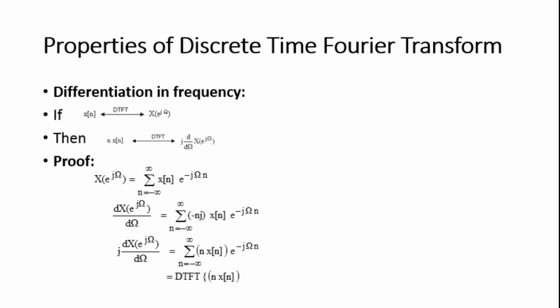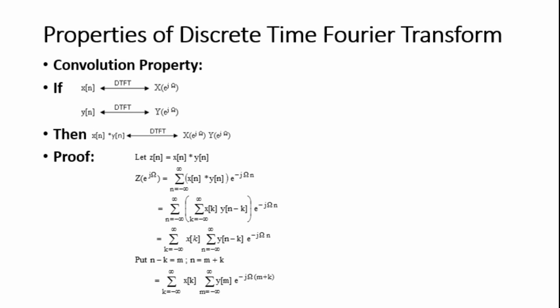Then j into d X of e power j ohm divided by d ohm is equal to summation n equal to minus infinity to infinity n into x of n into e power minus j ohm n, which is equal to the DTFT of n into x of n.